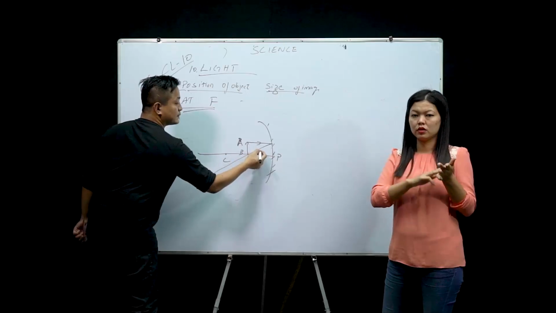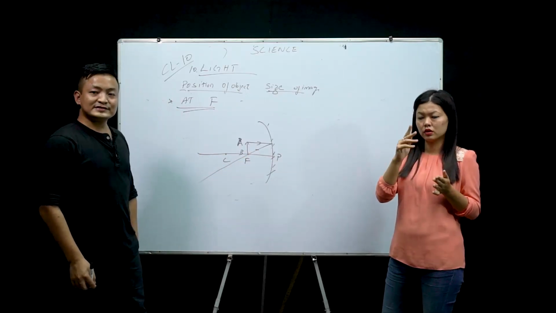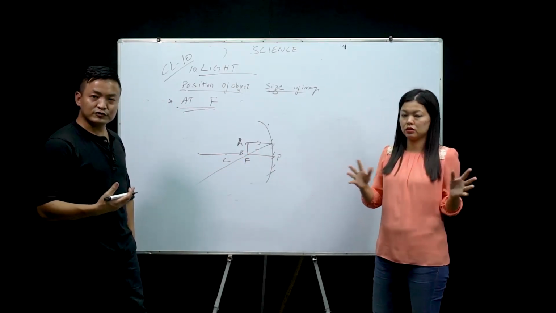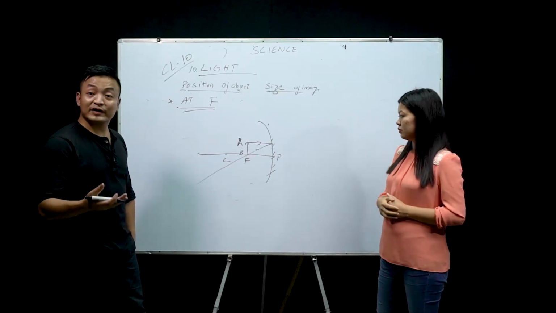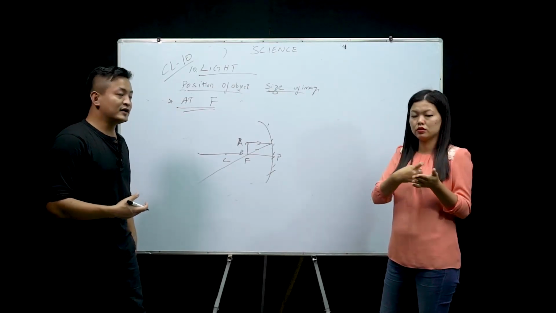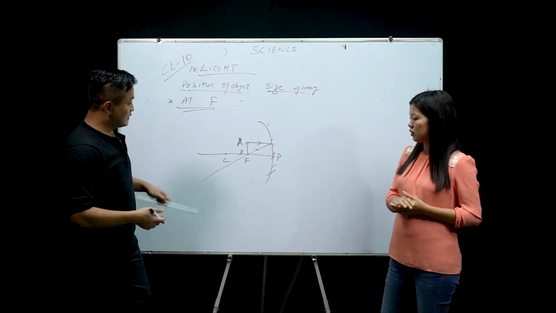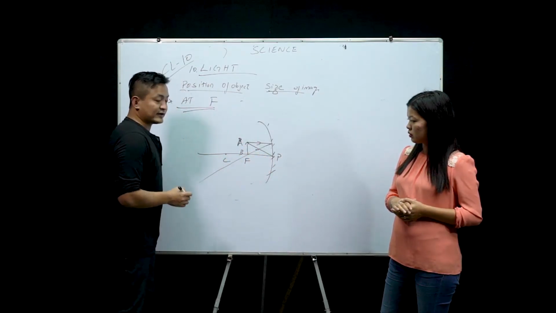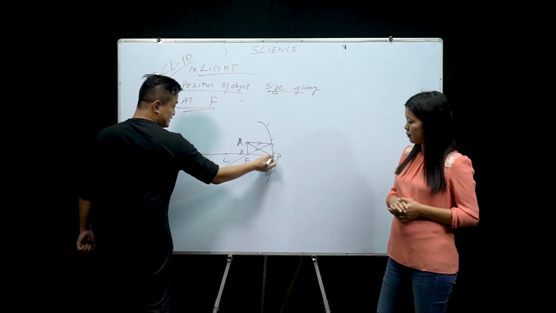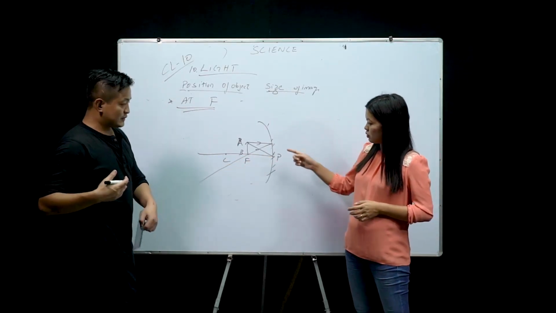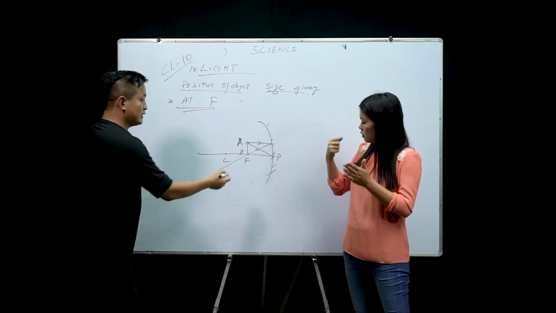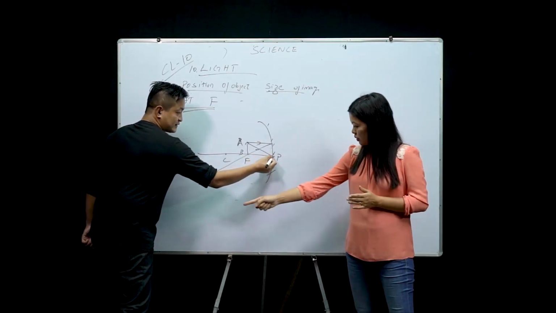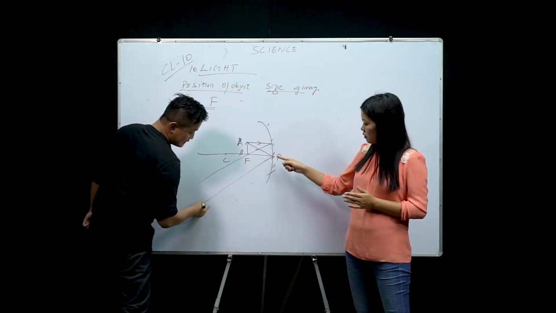Right. Now, students, let's apply the last rule, the fourth rule. We can apply any rule and you'll get the same answer, but let's try a different one. So now, if a ray of light, that is the fourth rule, is incident at the pole, after hitting the mirror it will get reflected to the other side of the principal axis. So that means we'll get here like this.